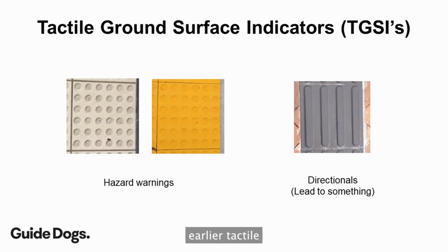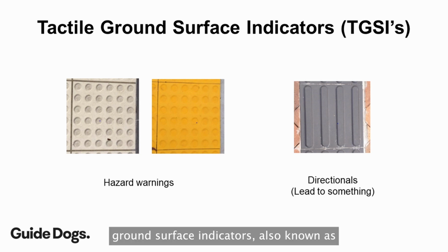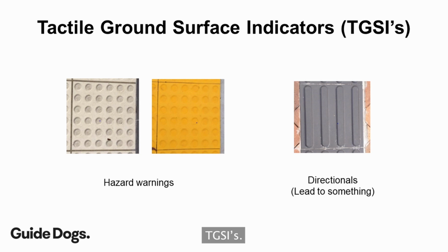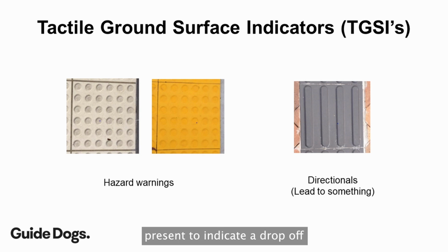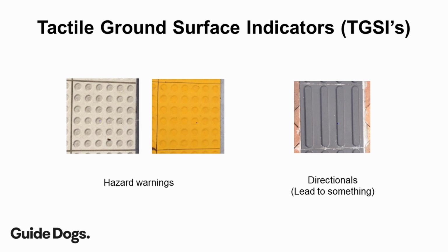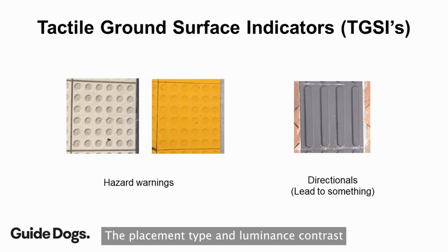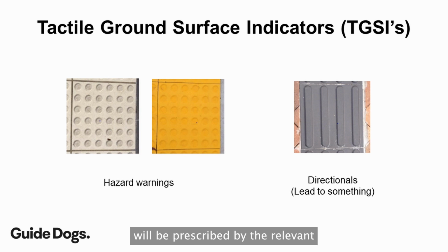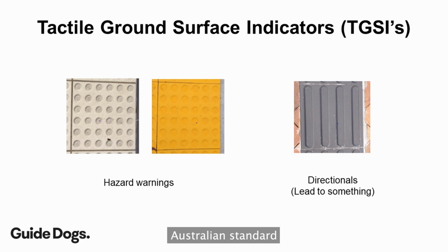I mentioned earlier tactile ground surface indicators, also known as TGSIs. Where there are no tactile environmental cues present to indicate a drop-off or step-up, warning tactile ground surface indicators, TGSIs, can be installed. Their placement, type and luminance contrast will be prescribed by the relevant Australian standard and advice should be sought from an accredited access consultant.